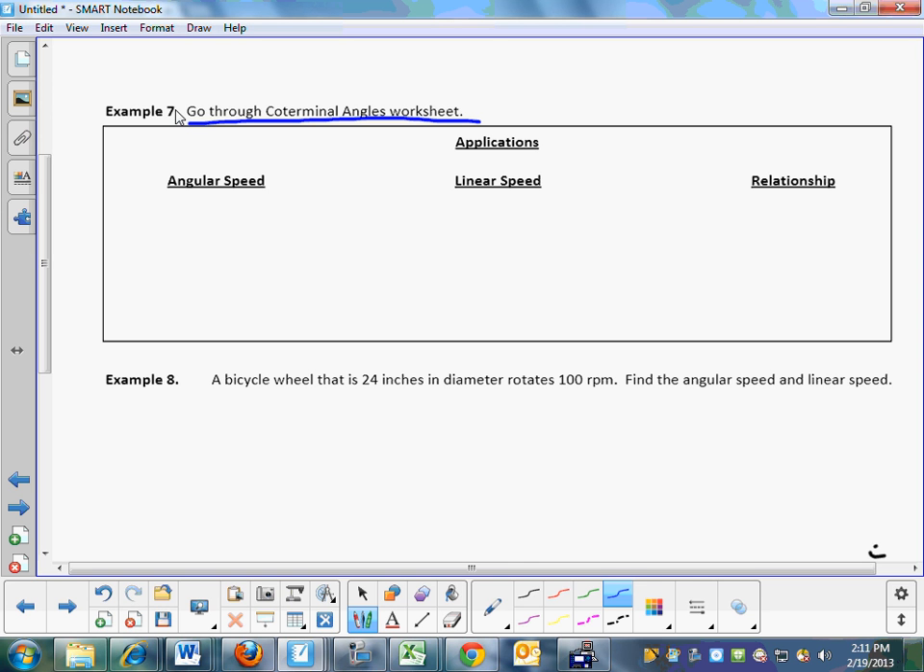So here we go. Angular speed, omega, equals theta divided by time. Now, we use omega.